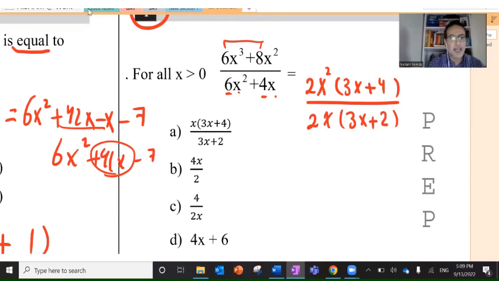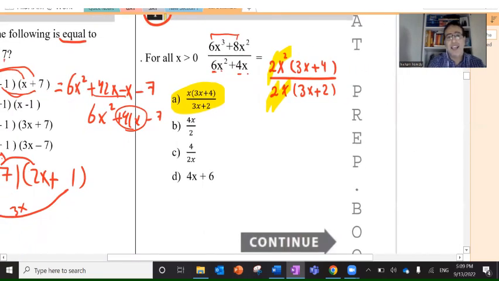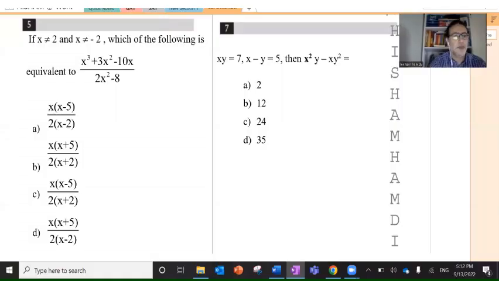Okay, so I can cancel the 2 with 2. I can cancel one of the powers with x. So the remainder will be x multiplied by (3x plus 4) divided by (3x plus 2). So the question didn't ask about factorization, but you cannot solve it without using factorization. For number 5, it's an amazing question.